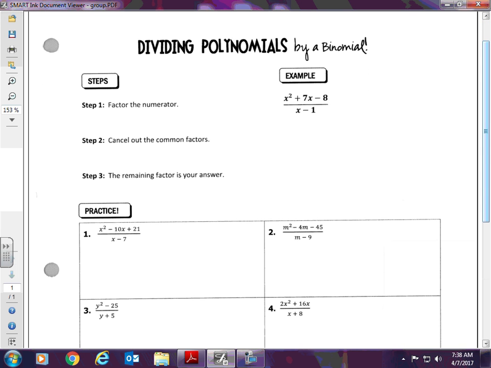All right, so the main thing to remember when you're going through the long process or the normal process is that you must factor the top. The top will always be factorable. And then from there, you'll cancel out what they have in common. And then what is left over is your final answer.